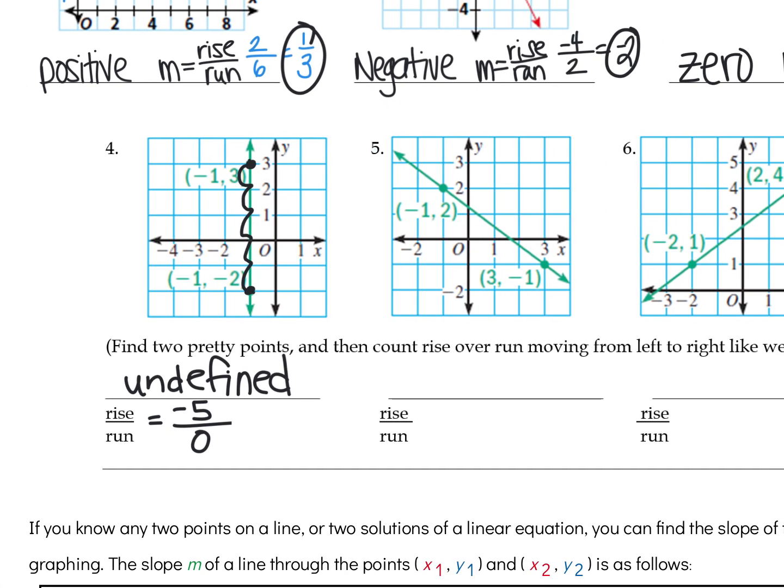Number 5, starting with our points. Rise over run, rise is up or down. I go down 1, 2, 3, down 3, so negative 3. And then my run is 1, 2, 3, 4. I go to the right 4, so negative 3/4. If this fraction could be simplified, you'd want to simplify it. I got a negative number, so my line should be going down. It is. This is a negative slope.